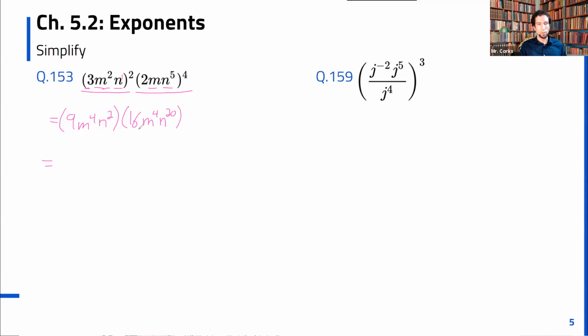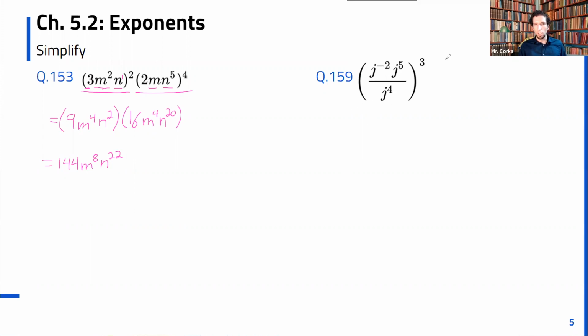Okay, so there's the left, there's the right, and now we're just going to combine the two sides here. 9 times 16, 144. 9 times 16, yeah, that's right. m to the exponent 4, so that's m to the exponent 8, and then n squared times n to the exponent 20, so n to the exponent 22. Simplified.